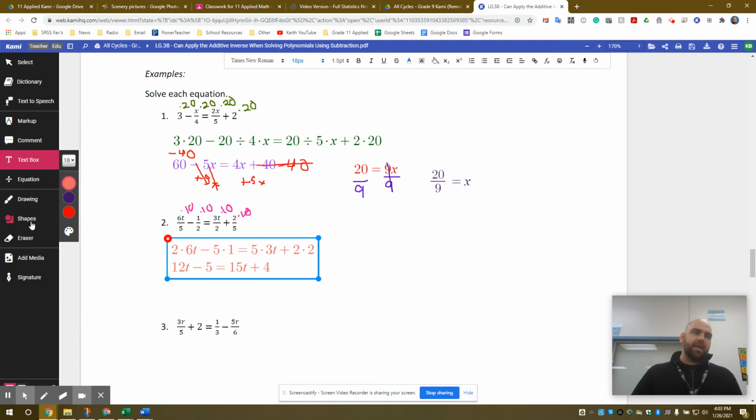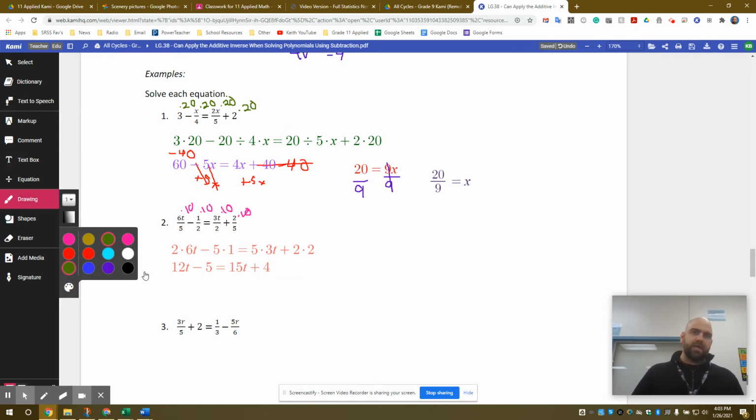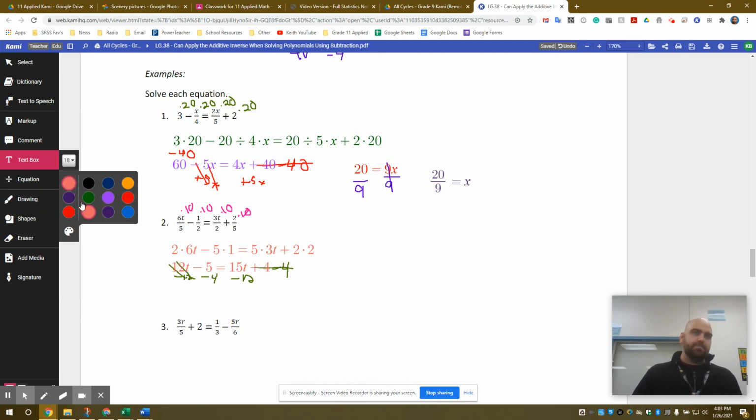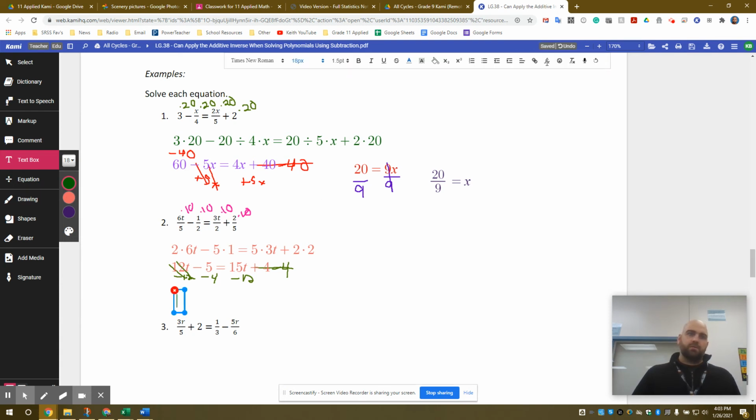All right, let's get everything onto the same or similar sides there. So the 12t is smaller, so I'm going to subtract 12t from both sides. And that means that I'm also going to subtract 4 from both sides. These ones are going to cancel out here. These ones are going to cancel out here. And what we're going to be left with is -5 minus 4 is -9. And that's going to be equal to 15 minus 12t, which is 3t.